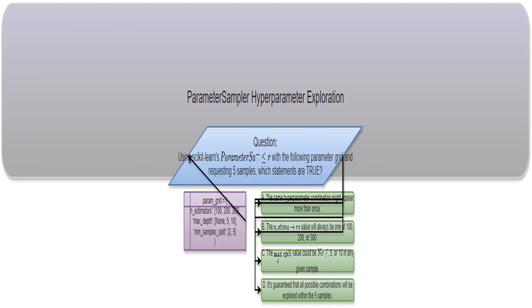This section introduces the core concept. We're using Sklearn's ParameterSampler tool to find the best settings, hyperparameters, for a random forest classifier. Think of it like trying different recipes to bake the best cake.